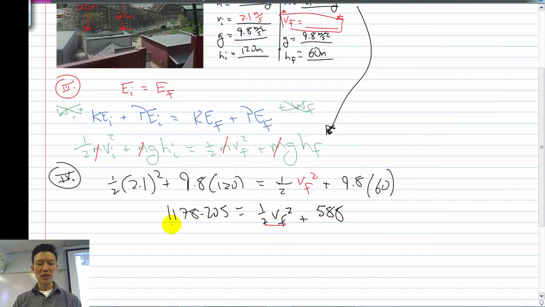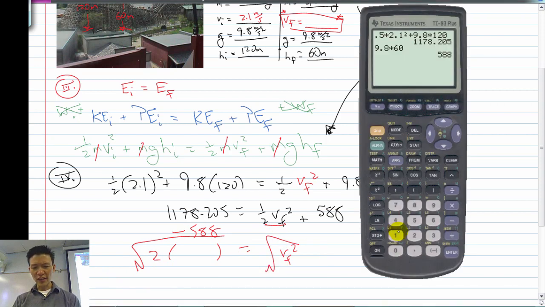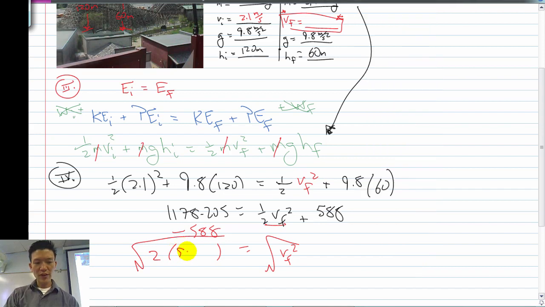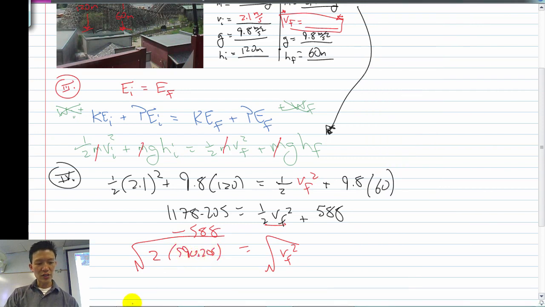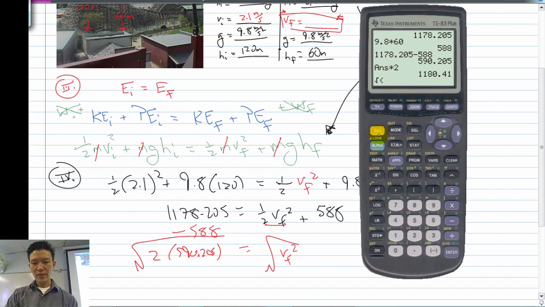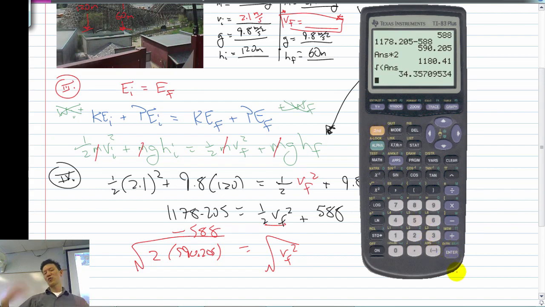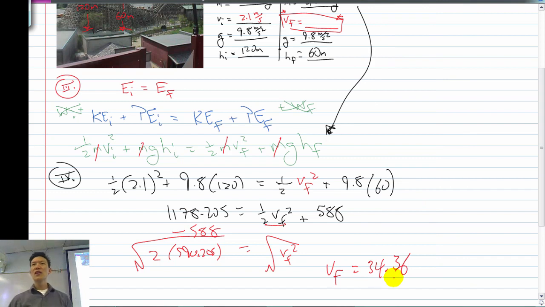So algebraically, how do I get VF by itself? I need to first do what? Subtract from both sides what? 588. And then to get rid of this 1/2, we're going to multiply that by what? By 2, right? And then take the what of the whole thing? The square root. So what we're going to do is take 1178.205 minus 588. Multiply that sucker by 2. That was 590 point something 205. 2 times that to get rid of the 1/2. And then take the square root of the whole thing. When all is said and done, we get a final velocity of like 34.36 units.